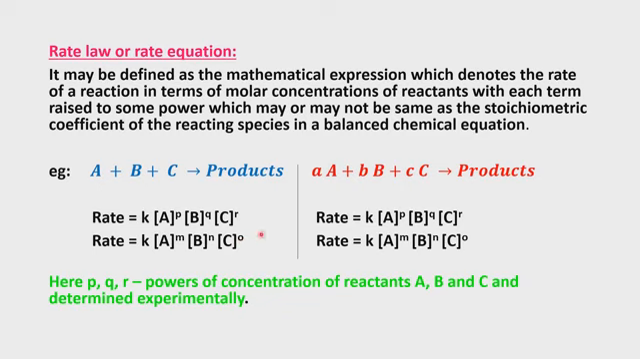Next come to this equation. aA plus bB plus cC gives rise to the products. Again, I have mentioned rate equal to k[A]^p [B]^q [C]^r. Rate equal to k[A]^m [B]^n [C]^o.